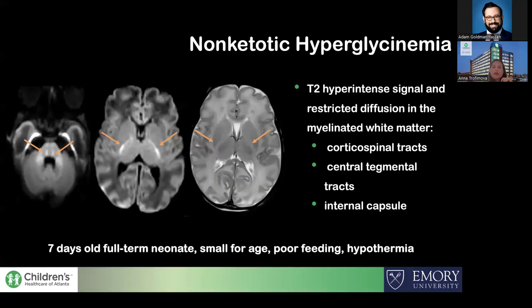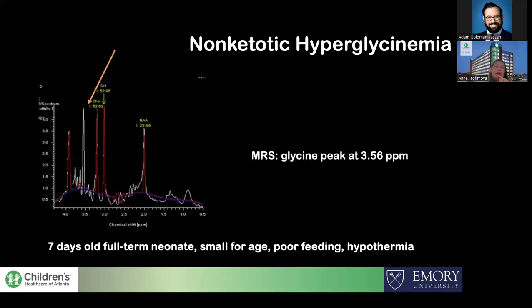Here's an example of a brain MRI of a 7-day-old full-term neonate presented with some poor feeding and hypothermia. We can see areas of symmetric restricted diffusion involving the internal capsule and central tegmental tracts, with corresponding T2 hyperintense signal in the involved areas. Again, MR spectroscopy in this case may demonstrate a glycine peak, which we can see at 3.56 ppm, just helping to further suggest this specific metabolic abnormality.